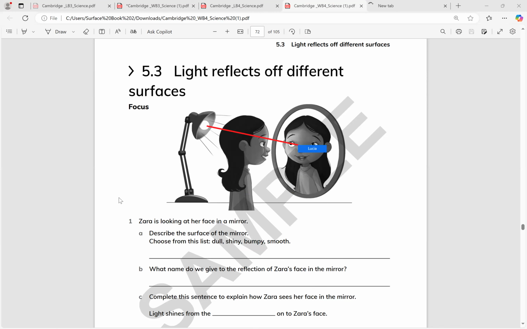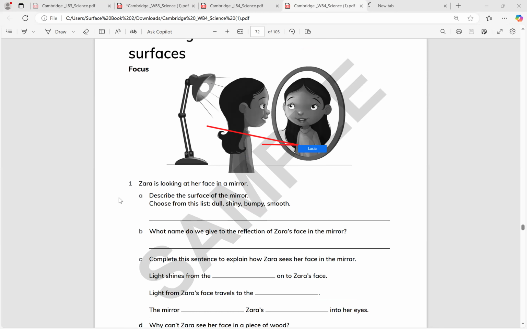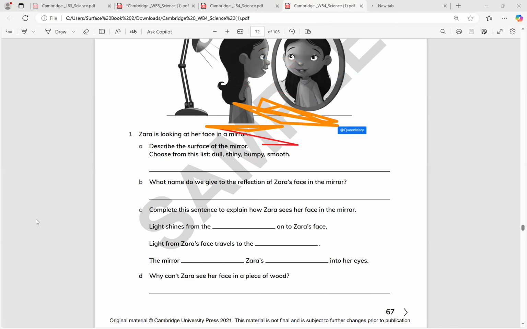All right. Complete the sentence to explain how Zara can see her face in the mirror. The light bounces off the mirror back to the eye. The mirror is smooth and shiny.